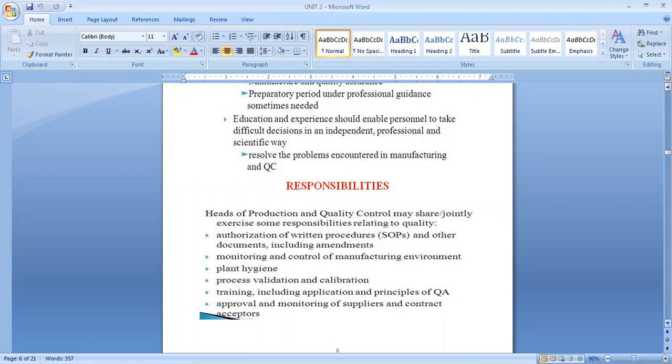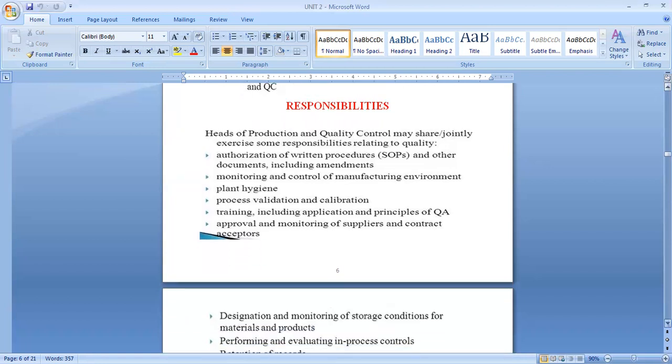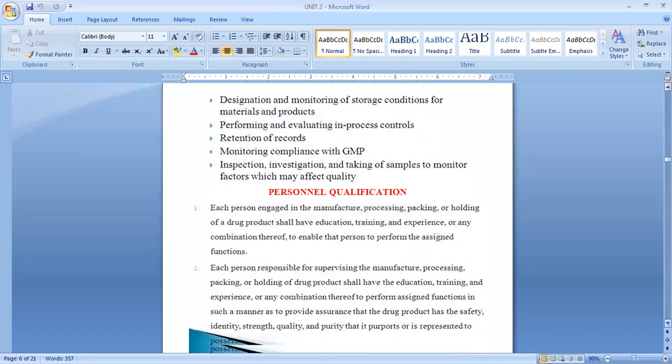Responsibility. Head of production and quality control may share or jointly exercise some responsibility relating to quality: authorization of written procedures and other documents including amendments, monitoring and control of manufacturing environment, plant hygiene, process validation and calibration, training including application and principles of QA, approval and monitoring of suppliers and contract sector, designation and monitoring of storage condition for the materials and the product, performing and evaluating in-process control, retention of record, monitoring compliance with GMP, inspection, investigation, and taking of samples to monitor factors which may affect quality.